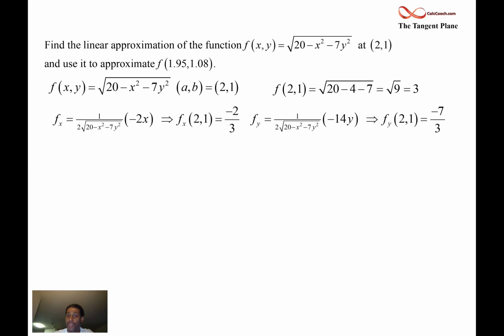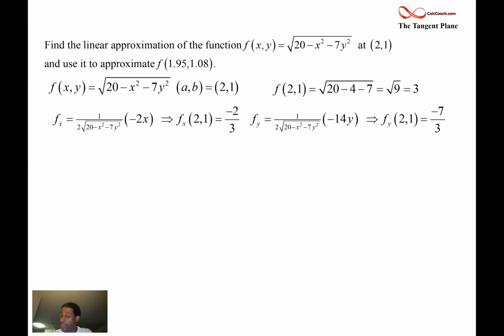It looks exactly the same as far as the beginning part, but when you go inside and take the y partial of the inside, you get negative 14y. And you can cancel the 14 and the 2 to give you a 7. And so we have negative 7y for our numerator, but the y value is 1, same square root of 9 in the denominator. So negative 7/3 is the y partial at our point (2, 1).